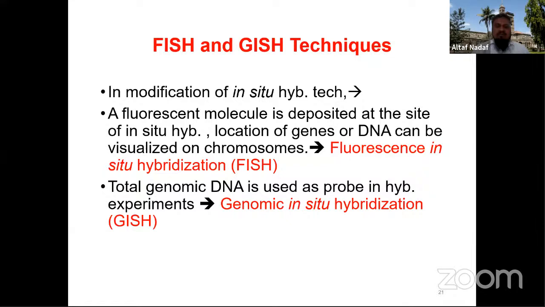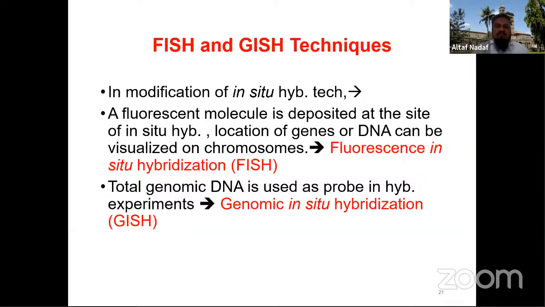The site of interest can be, suppose you want to detect repetitive regions, single copy regions, telomeric ends, centromeric regions, heterochromatic regions, or euchromatic regions. Depending on our interest, suppose you want to specifically mark a chromosome, or all the chromosomes.